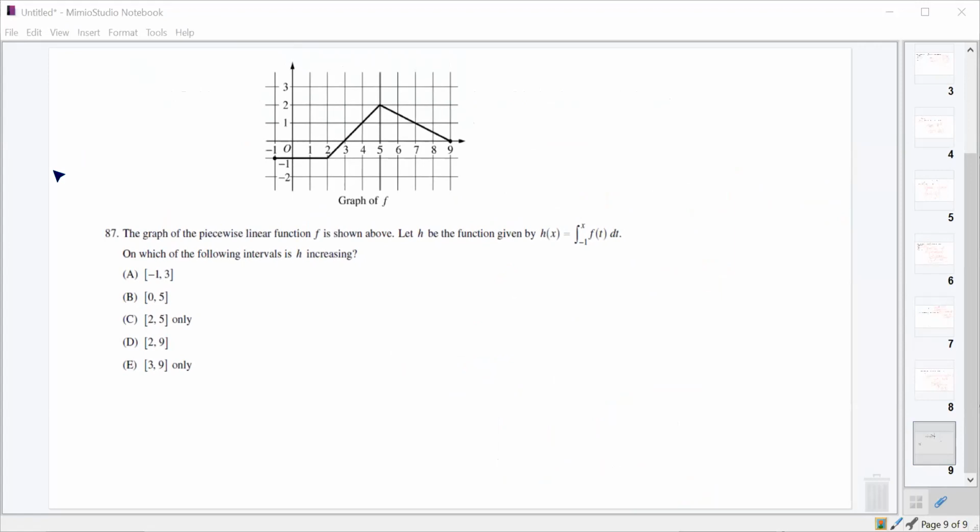We want to know, when is h increasing? Well, h is increasing if h prime is greater than 0. So we want to know, when is h prime positive? Well, we need to find h prime. H prime ought to equal f of x, right? The derivative of an integral from a constant to x of a function. So h prime is f of x. So when is f of x greater than 0? Well, f of x is greater than 0 from 3 to 9.